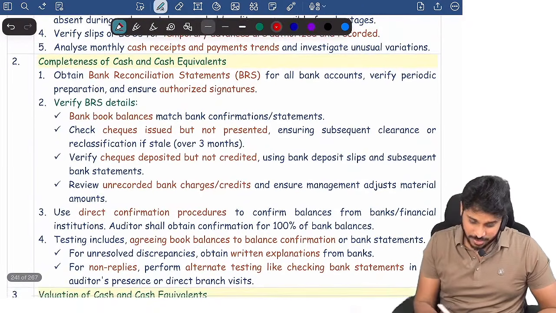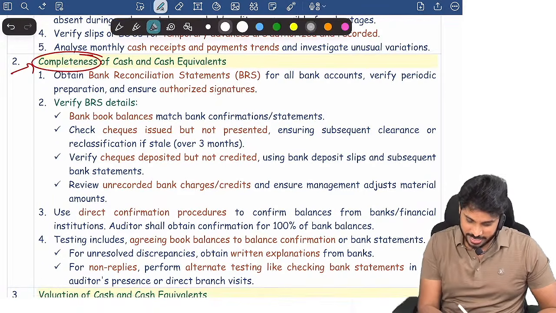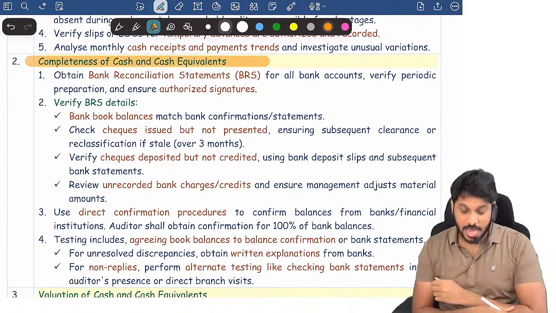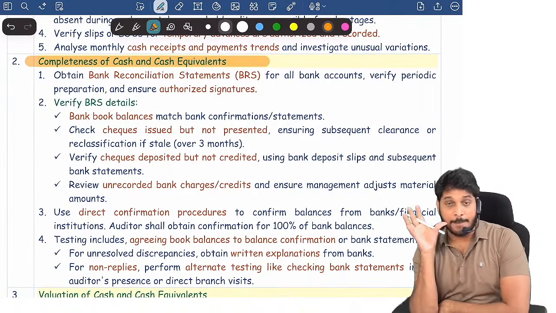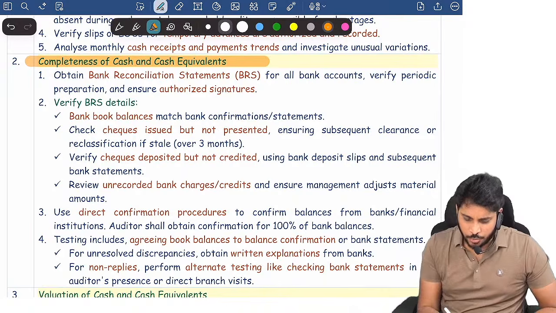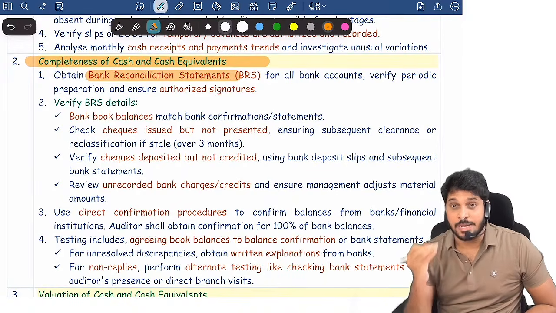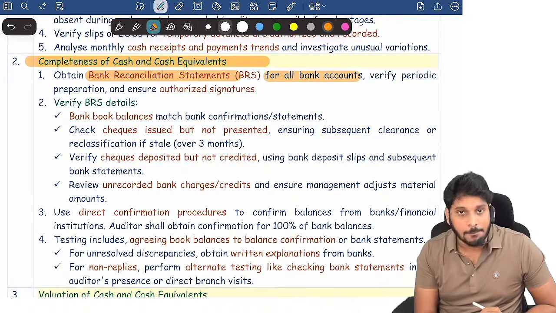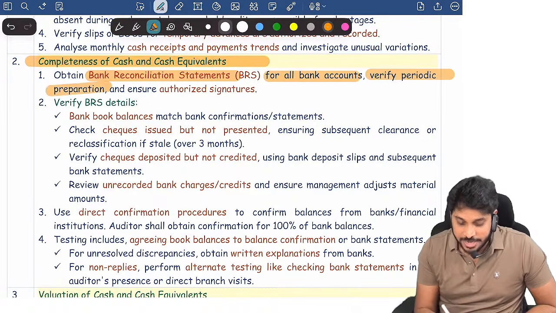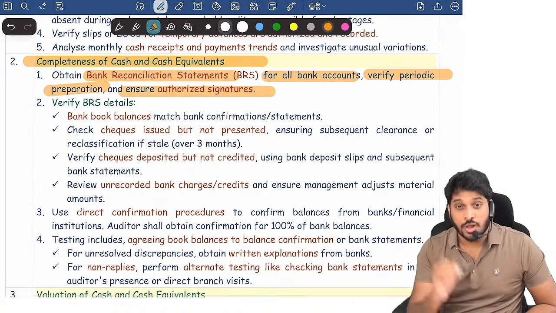In cash and cash equivalents, completeness is very important, guys. Completeness is very important. How do you check whether cash and cash equivalents are completely accounted? For that, we generally do BRS. So we need to ask the company for the bank reconciliation statement for all bank accounts and verify whether they are preparing it periodically or not, and ensure authorized signature.